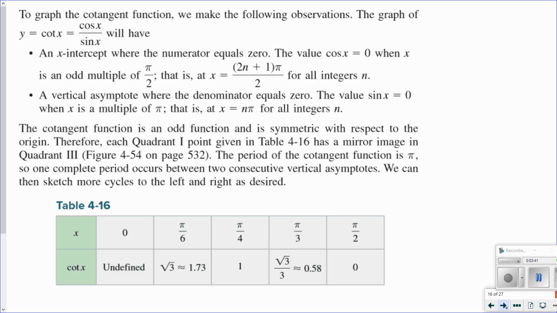Okay, cotangent. Cotangent is the reciprocal of tangent. So if tangent is sine over cosine, then cotangent is cosine over sine. It'll be the reverse for x-intercepts and vertical asymptotes. Since the numerator is cosine, cotangent will have x-intercepts where cosine is 0. And since the denominator is sine, cotangent will have vertical asymptotes where sine is 0.